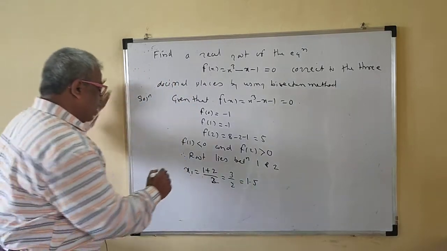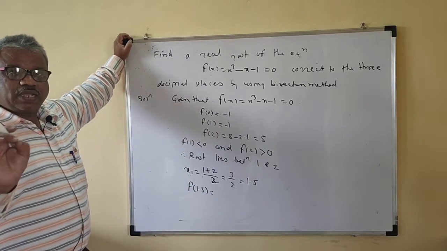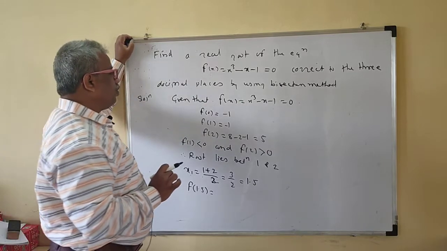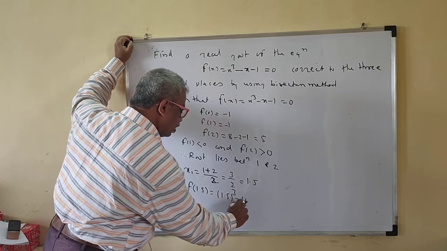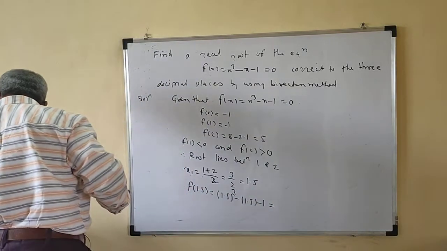So what we will do? We will find f of 1.5. It is better to take it in decimal form. So f of 1.5 is what? We have to do this with the help of the scientific calculator. A scientific calculator is allowed to you. I will just write the value directly.